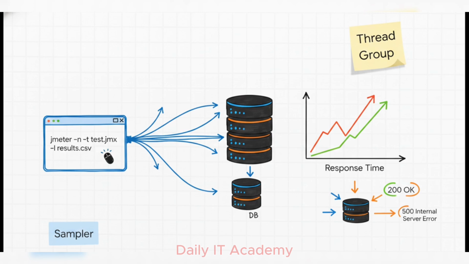See, the JMeter UI itself is a very heavy Java application that consumes a massive amount of memory and CPU. If you run a heavy test inside the GUI, JMeter itself might bottleneck your local machine. That skews your results and gives you totally false response times. Always execute from your terminal using the command jmeter -n for non-GUI mode, -t followed by your test file, and -l to output the raw results into a CSV file.